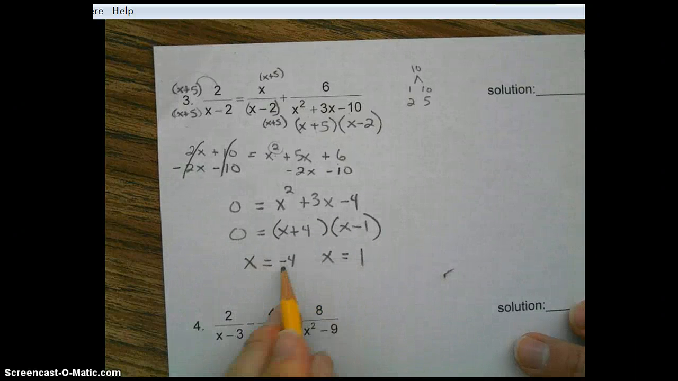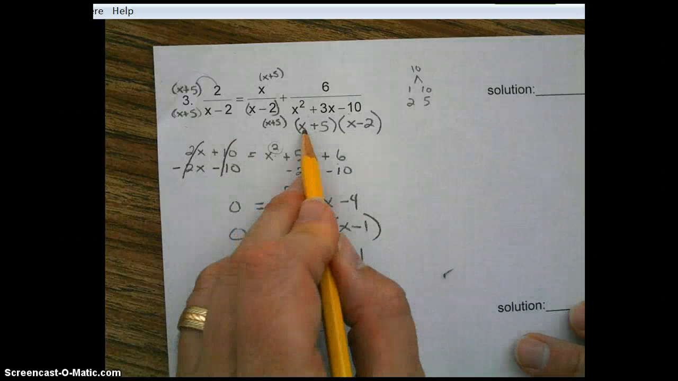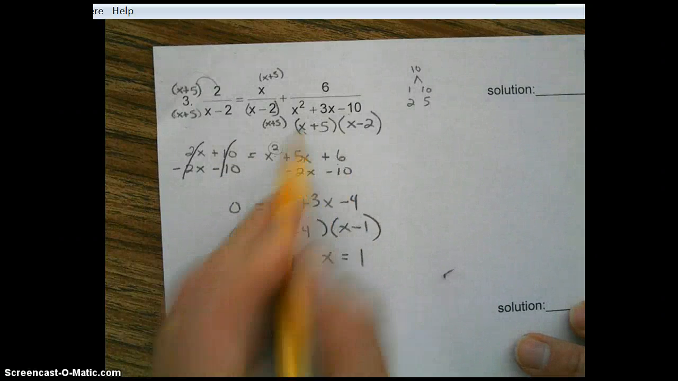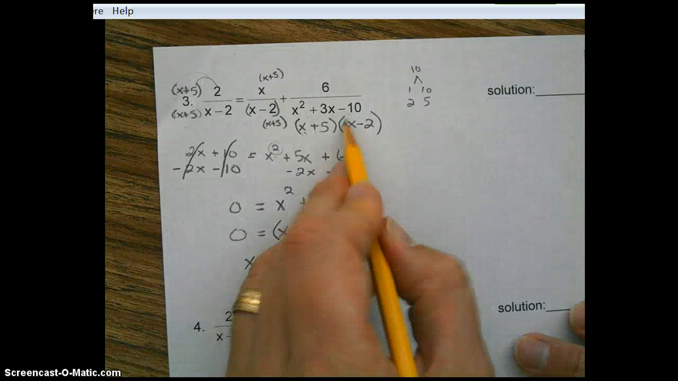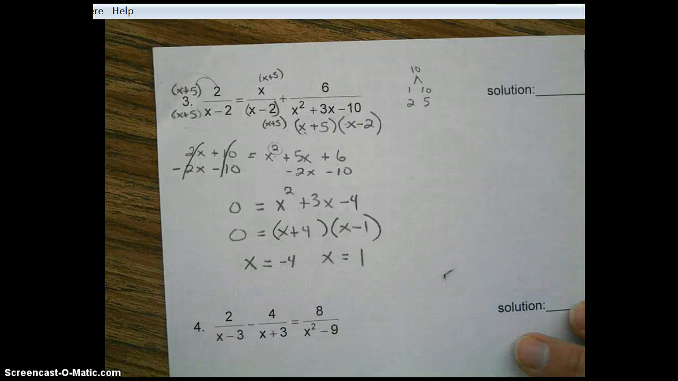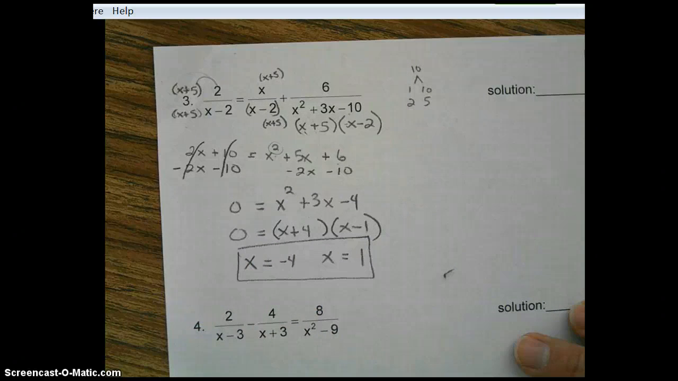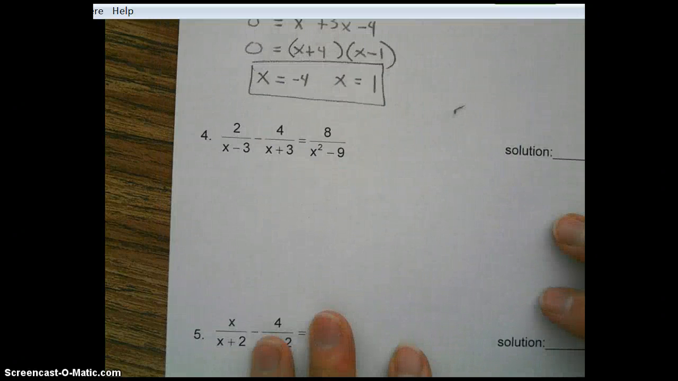Now let's make sure we don't have any extraneous solutions. The numbers that will not work in the denominator are negative 5. That will make a 0. Those are good. 2 minus 2 is 0. Those are good. So we have two good solutions. Okay? Let's keep on moving.